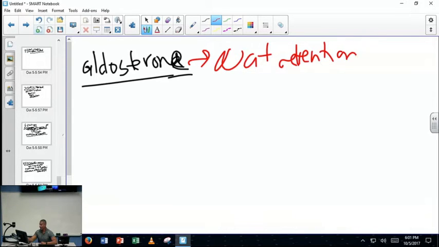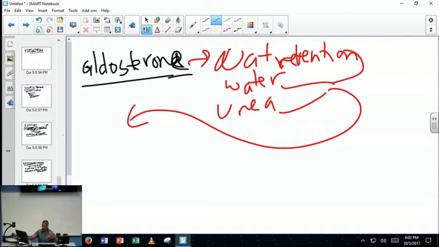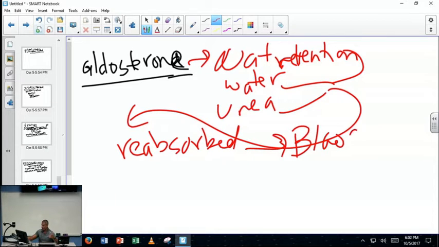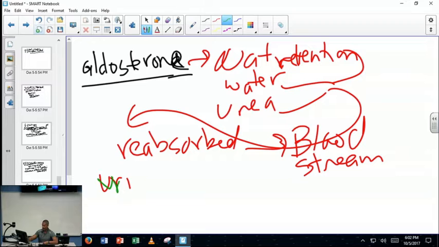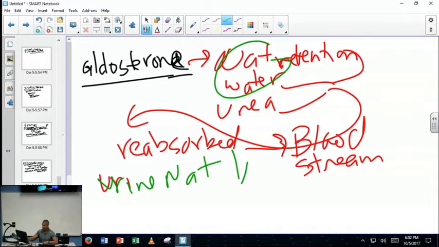So automatically, if you have sodium retention, what's going to happen? You have water, and remember I mentioned in the distal convoluted tubule, you're going to have urea. So all of this is going to be, as one big happy family, reabsorbed. When I say reabsorbed, that means bloodstream. So let's look at the labs now. Based on that, your urine sodium, I hit green, right, because where is the sodium going? Back to the bloodstream. Urine sodium low.